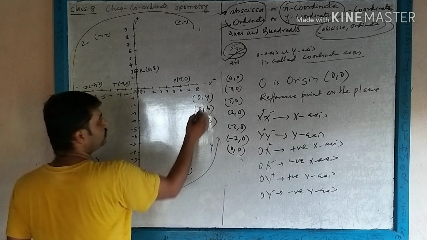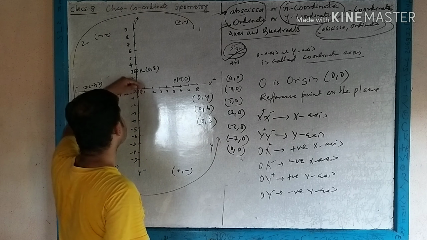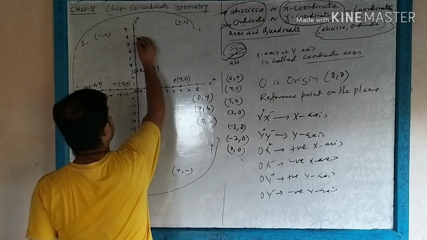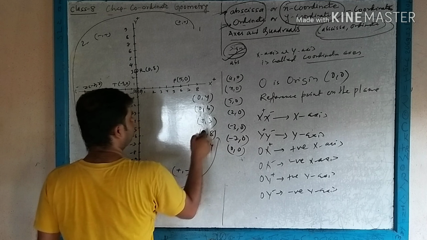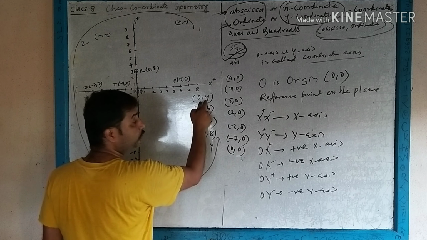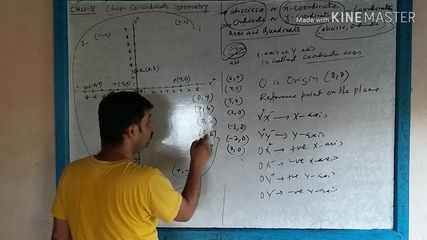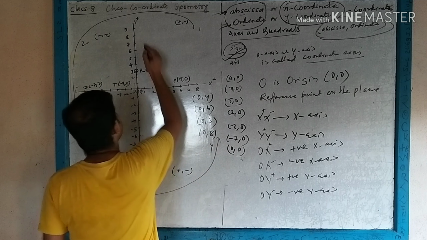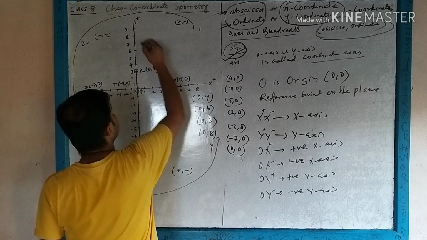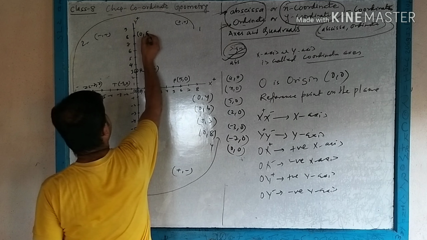So if the value of b is positive, the point will lie on the positive y-axis. Suppose I say 0 comma 8. Here the value of y is positive, so the coordinates of this point will lie on the positive y-axis. The point 0 comma 8 will lie over here.